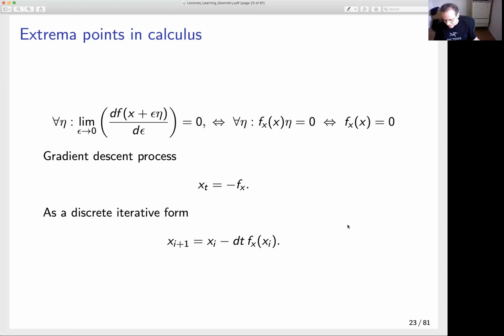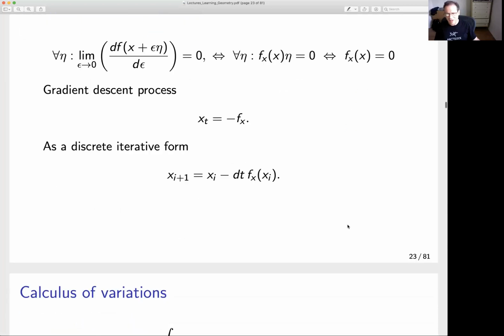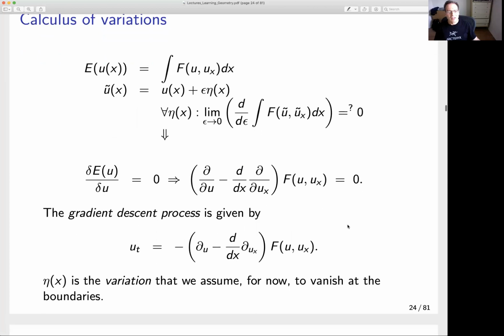calculus. And as I told you, you can look at the derivative as a way of producing gradient descent. Now let's take this intuition into functionals. Okay. So how do we do that? Again, this is just repeating what I've said before, but let's repeat it.